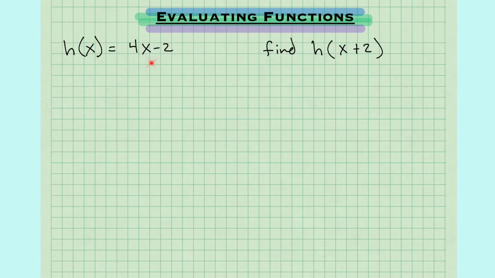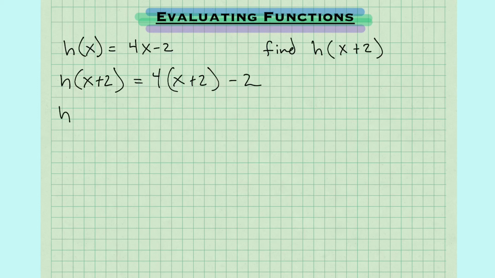All right, h of x equals 4x minus 2. Find h of x plus 2. So we're going to be taking this variable x and replacing it with x plus 2. So we have h of x plus 2 equals 4 times x plus 2 minus 2. Okay, once again, I'm going to keep repeating this because it's really important. Wherever you find this variable, when you're replacing it with whatever's in your function here, you need to be using these parentheses.